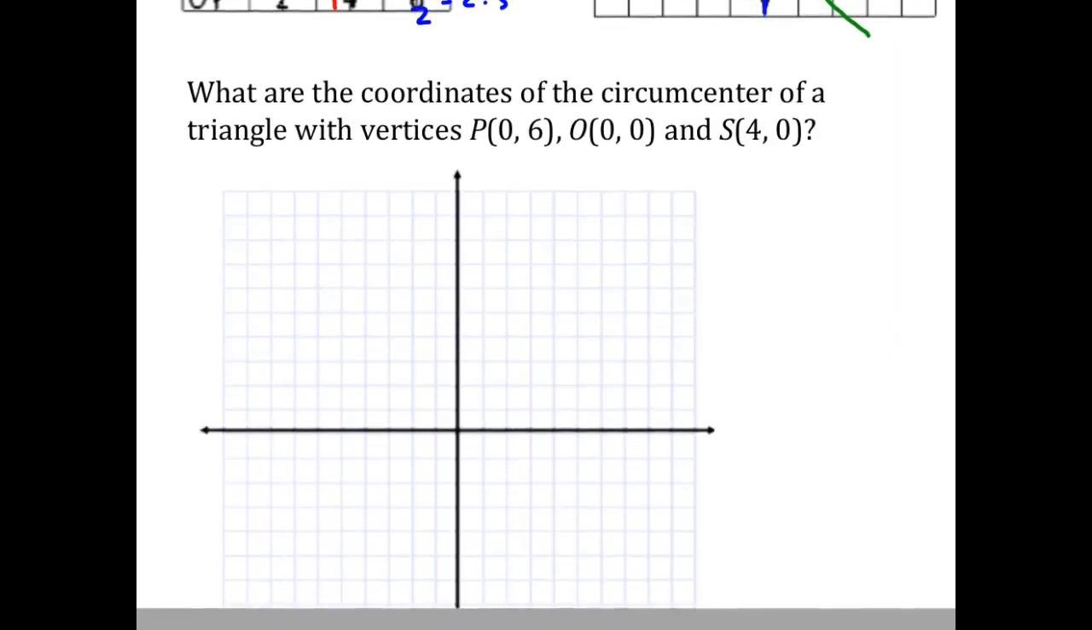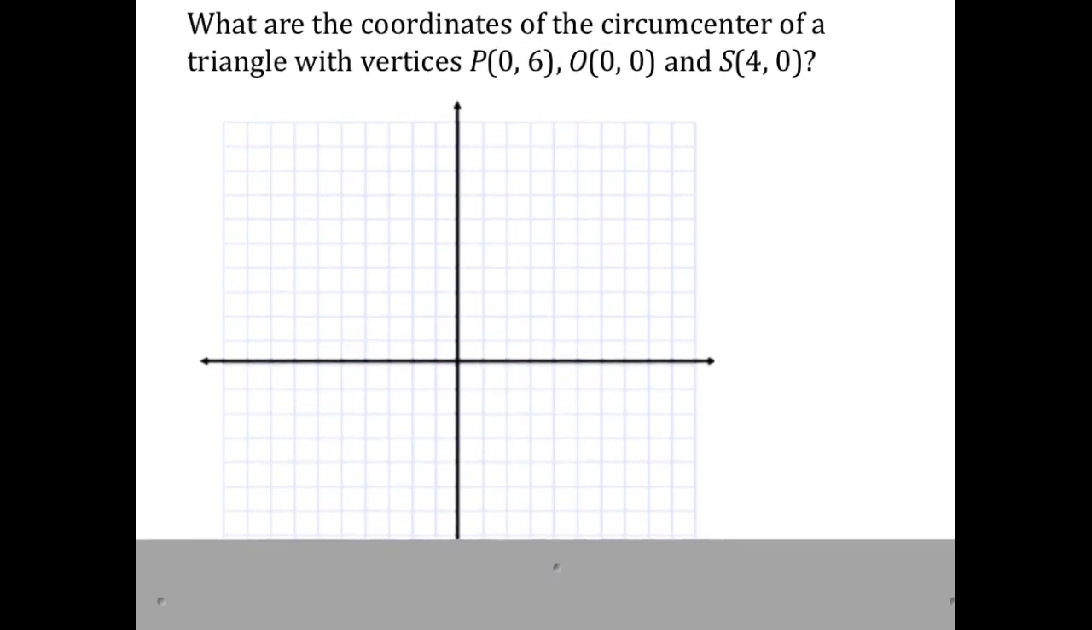So we're going to try, this one says, what are the coordinates of the circumcenter of a triangle with vertices at 0, 6, 0, 0, and 4, 0. So we'll start by graphing those points. P's at 0, 6, that's at 1, 2, 3, 4, 5, 6. I like to label my points as I go so I can refer to them a little bit better. I would recommend that for you as well. So we have our triangle POS.